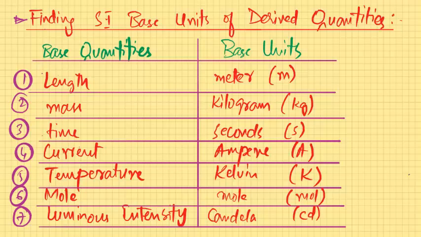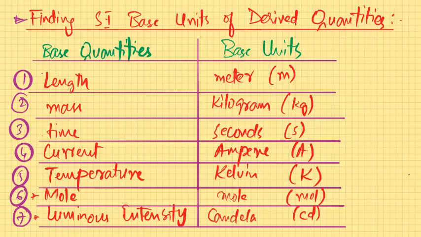Right. So we will be focusing less on the last two, mole and luminous intensity, but the first 5, length, mass, time, current, and temperature, are going to be very crucial. They are going to be very important in the upcoming content. Once you know these 7 base quantities along with their units and the symbols of their units, please remember that these SI base units or the symbols of the SI base units are case sensitive.